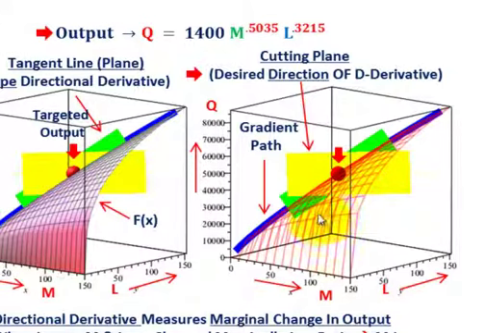I've got a wireframe here, or you can see through here, for your production function. So you can get a little better idea of what we're talking about with this cutting plane and our tangent line, or a plane that we're going to be looking at. Okay, so that's visually the cutting plane and our tangent line.